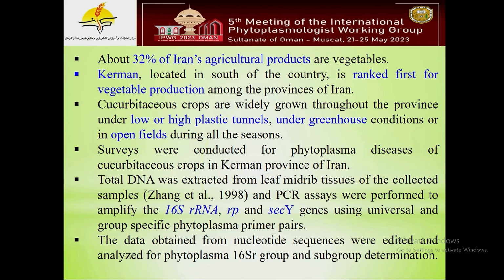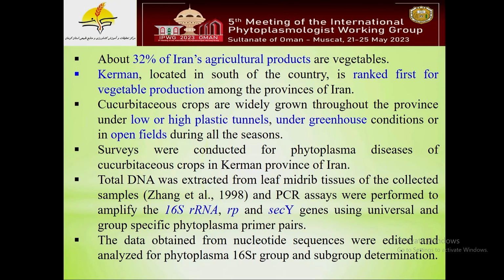We did a survey for phytoplasma disease in vegetables in my province. We did the standard molecular and biological work, and PCR detection of the phytoplasmas using the 16S ribosomal RNA gene, as well as the rp and secY genes for identification of the associated phytoplasmas.